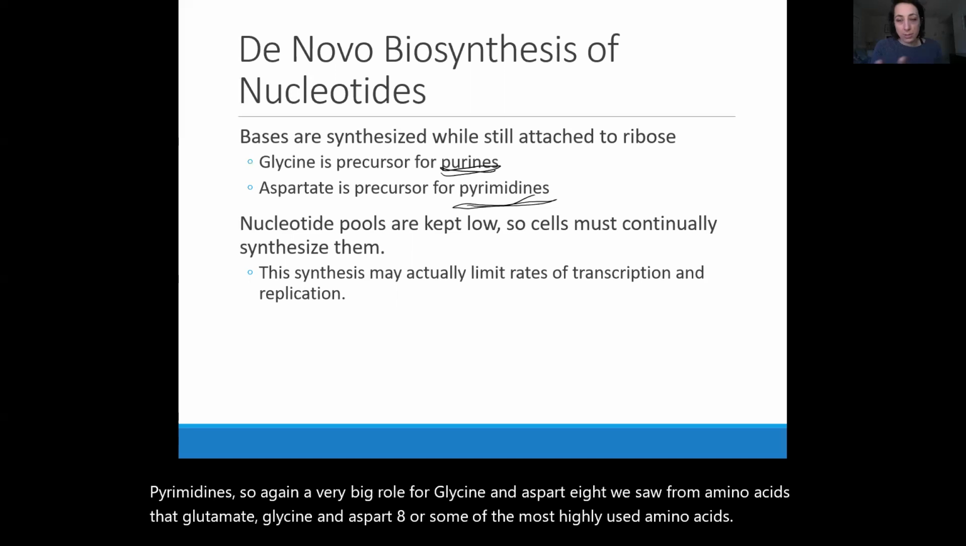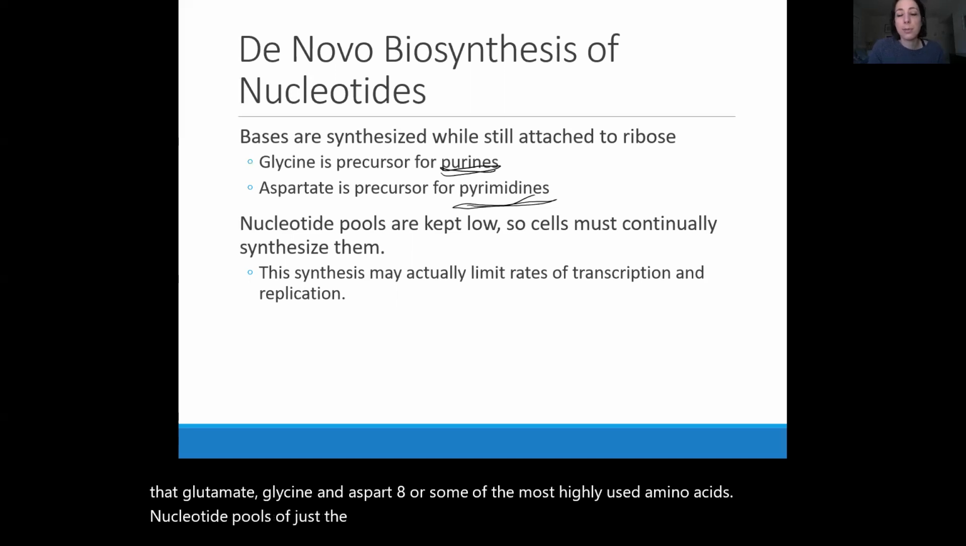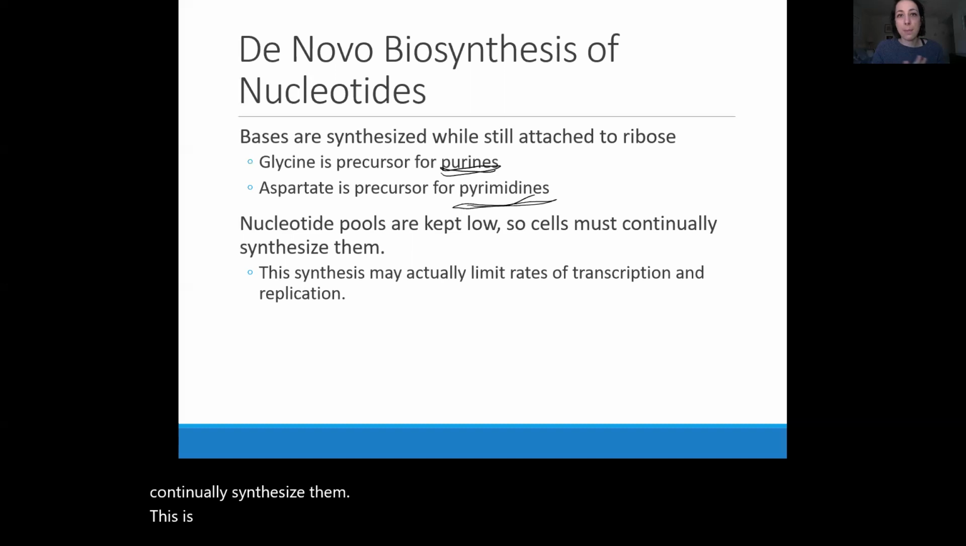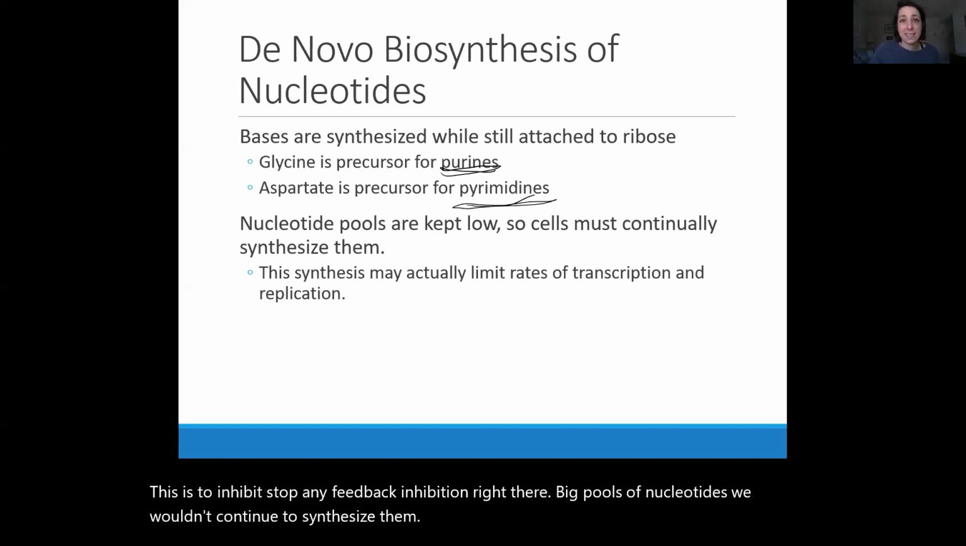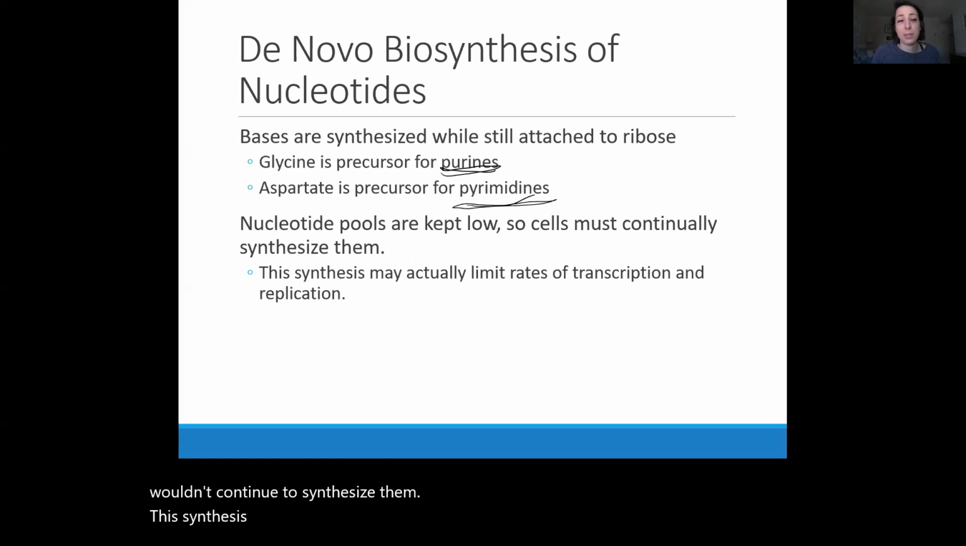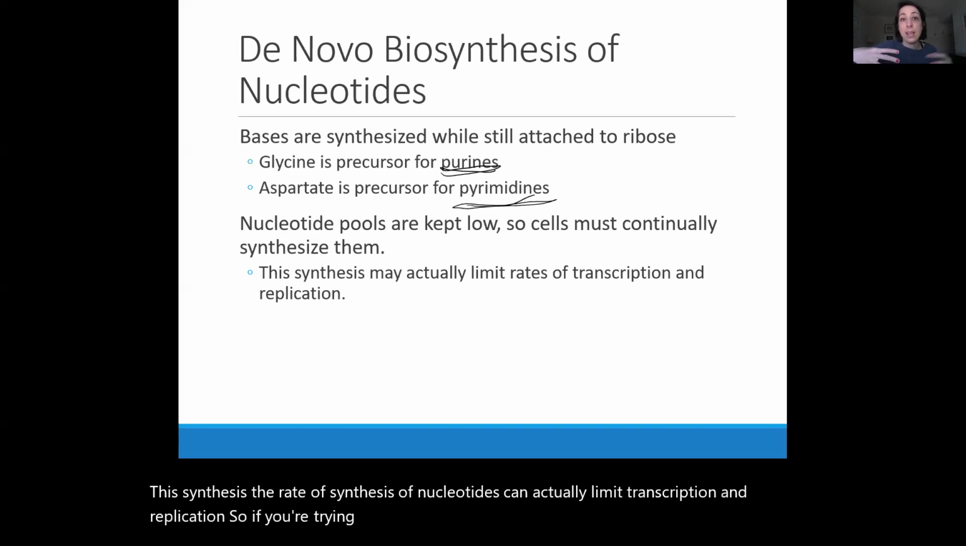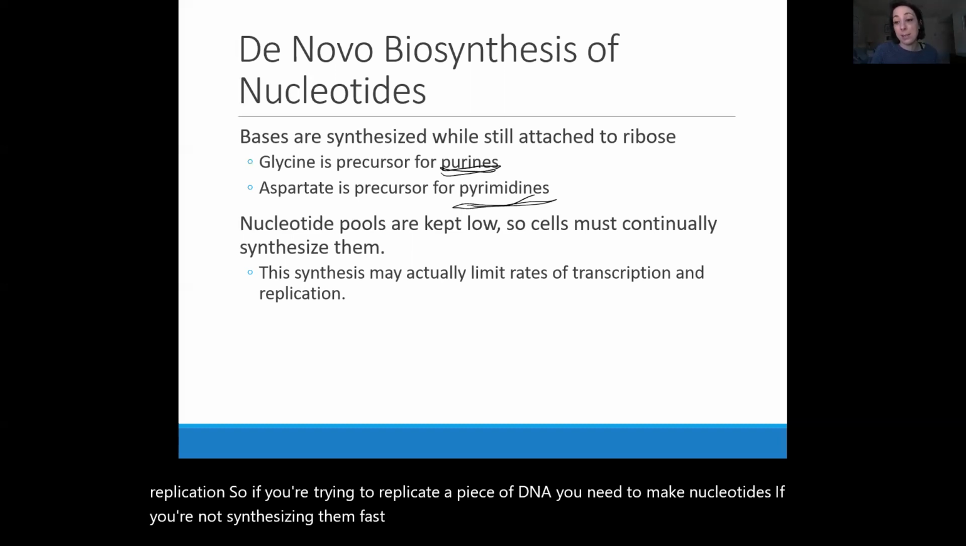Nucleotide pools of just the regular nucleotides are usually kept low so that cells must continually synthesize them. This is to stop any feedback inhibition, right? If there are big pools of nucleotides, we wouldn't continue to synthesize them. This synthesis, the rate of synthesis of nucleotides, can actually limit transcription and replication. So if you're trying to replicate a piece of DNA, you need to make nucleotides. If you're not synthesizing them fast enough, it can inhibit these processes.